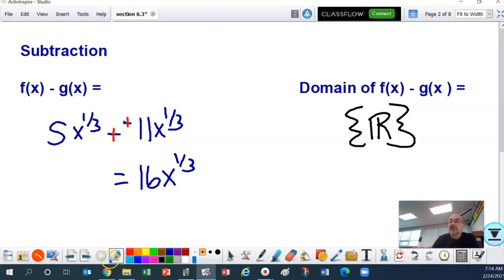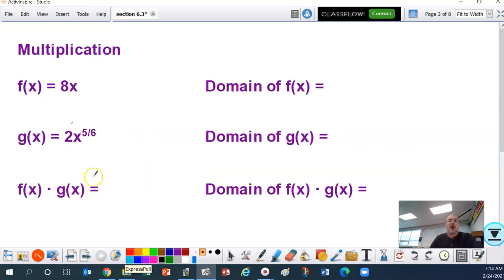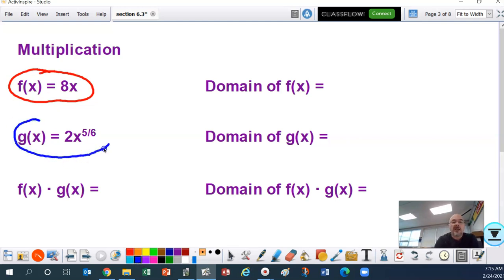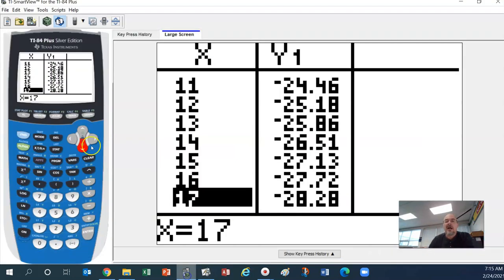Okay, let's take a look at this next one, ladies and gentlemen. All right, here we're going to multiply, and we have f of x equals 8x. You should recognize that as a linear function. And we have g of x equals 2x to the 5/6 power. Well, first of all, 8x, that should be obvious, folks.